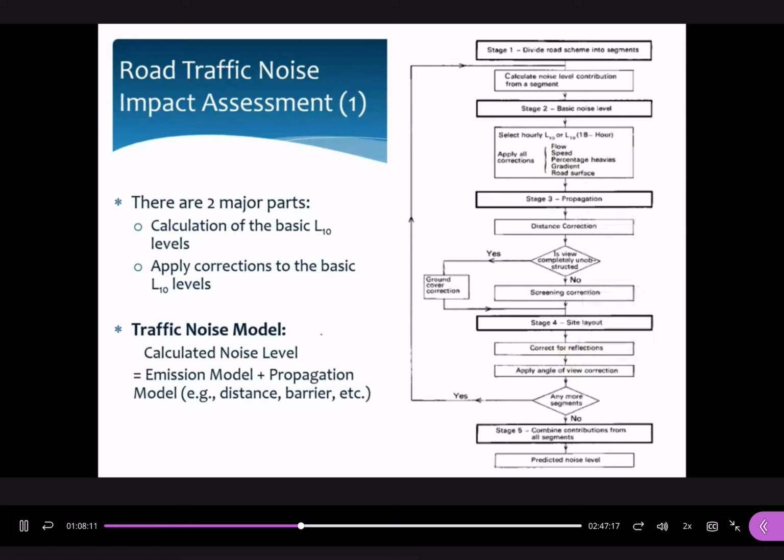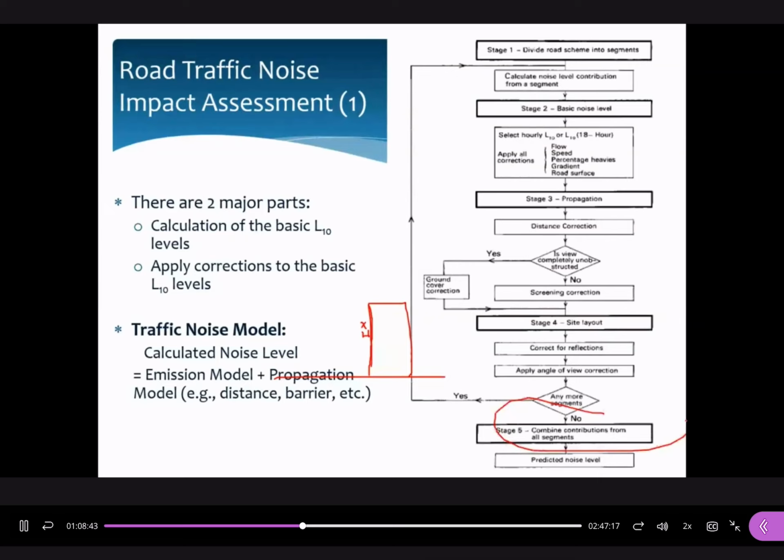Still remember that the assessment point is 1 meter away from the building facade. Because the building facade is a reflective surface, we need to take reflection corrections into account. Normally we take 2.5 dBA for our analysis. And finally, you have to combine all contributions from each segment.